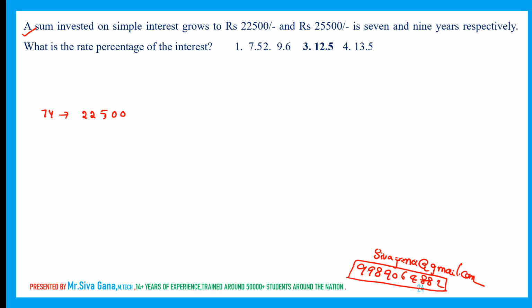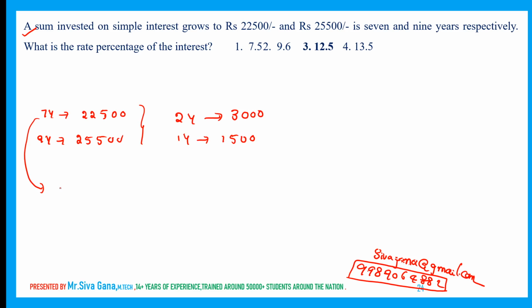So 7 years, 22,500; 9 years, it is 25,500. So the difference is how much? 2 years. So for 2 years, how much is the extra amount that we are paying? 3,000. For 2 years it is 3,000. Therefore for 1 year we are paying 1,500. 1,500 is the extra. I am taking the 7 years case.